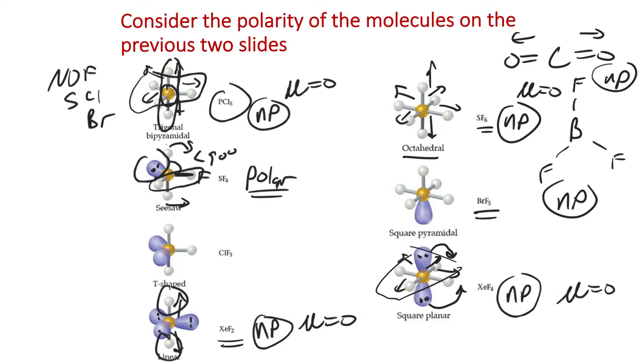The square pyramidal BrF5, again, we have a lone pair here. This lone pair is going to kick all these bonds to be a little bit off of their expected geometries from octahedral. So instead of all those bond angles being exactly 90 degrees, they're going to be a little less than 90 degrees. And being a little less than 90 is already showing you the charge is imbalanced.